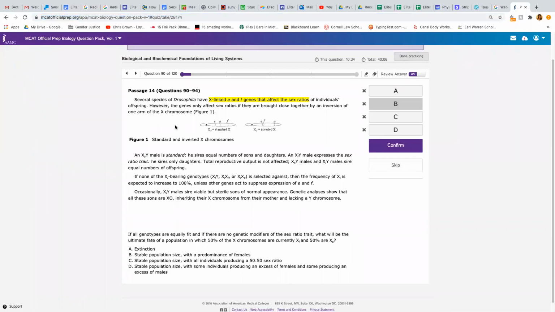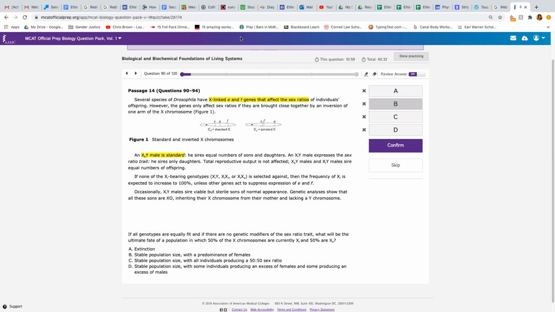Right? So what they're going to proceed to do in this next paragraph, the second paragraph, is just give us a brief description of the phenotypes that we're going to talk about in this passage. And again, the first genotype is the standard Y male, right? So it's a male who has a normal X chromosome, which tells us again that the mother has to be one of two things.